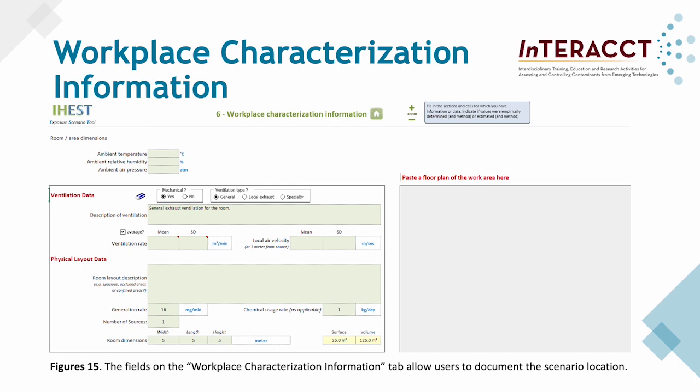The scenario location is described on the Workplace Characterization table. It's very helpful to provide a drawing of the floor plan for indoor exposure scenarios or a layout of the work area for outdoor exposure scenarios. The ventilation data and the physical layout data may be measured directly, estimated, or sourced from engineering documents. Since ventilation has a direct impact on the concentration and residence time of airborne contaminants, capturing this information as accurately as possible is important.